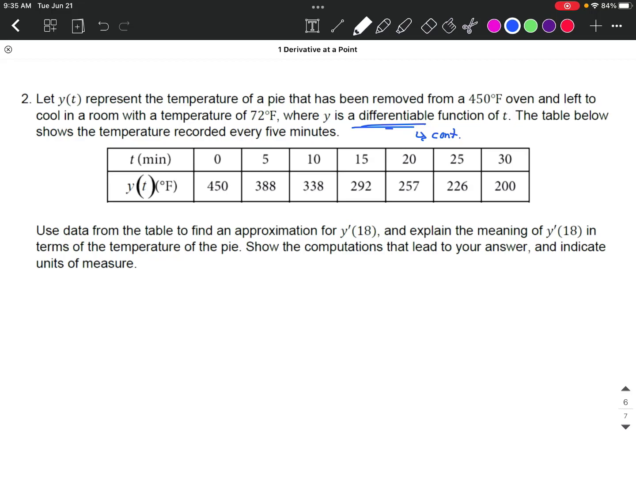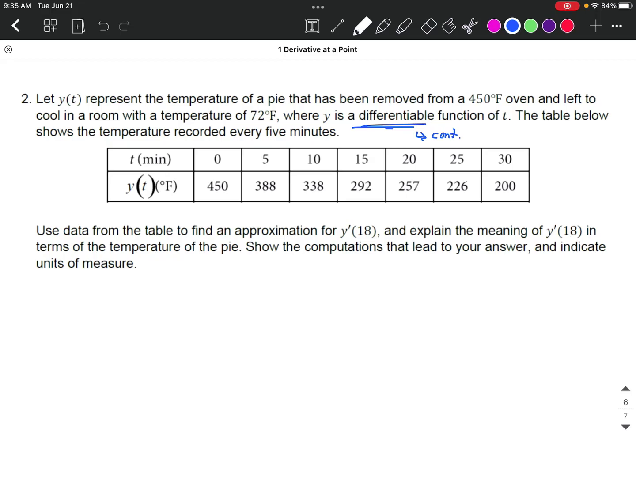Use the data to find an approximation for the derivative of y at 18. And then explain the meaning of y prime of 18 in terms of the temperature of the pie, and show the computations that lead to your answer, and indicate units of measure. So there's a lot going on here. Now we want to approximate the derivative at time 18.